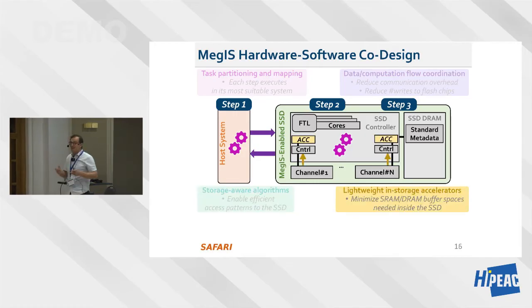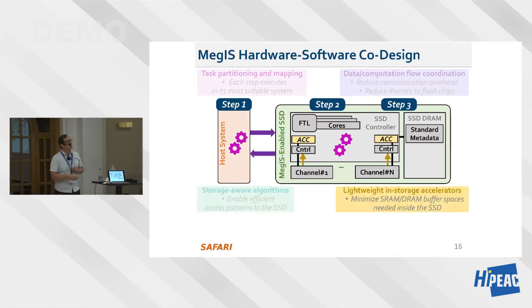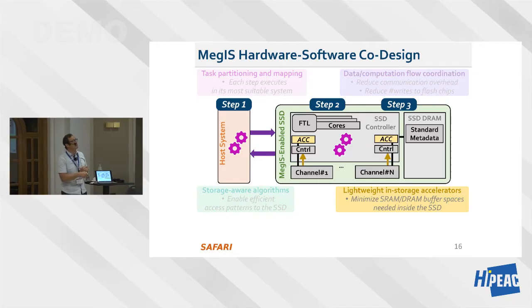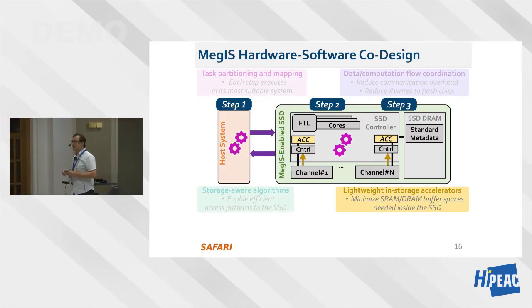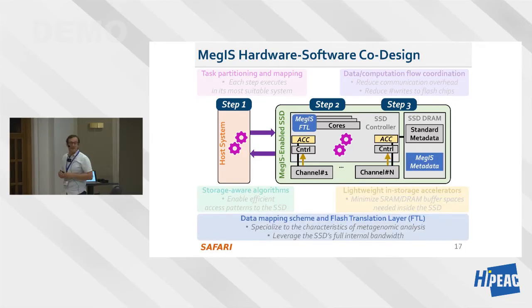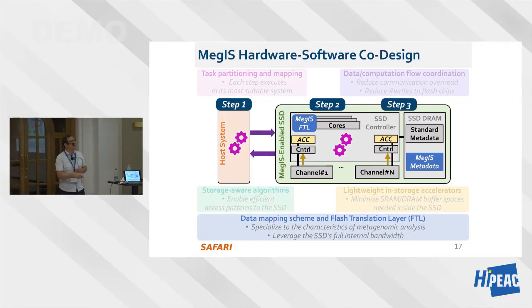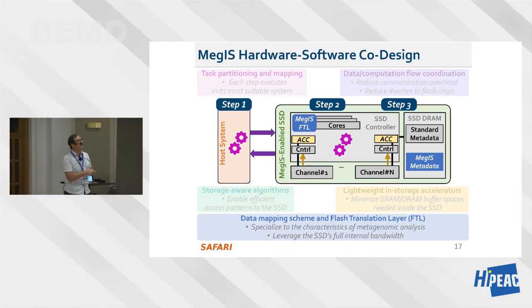And then we design accelerators, this hardware acceleration essentially, so that we can accelerate some very intensive tasks next to the flash chips inside the SSD controller. The goal in designing the accelerator is also to minimize the impact on the SRAM and DRAM buffer spaces that you have over there. And finally, you need to be cognizant of how you change the flash translation layer. So we have data mapping schemes and specialization mechanisms so that we can specialize to the characteristics of metagenomic analysis while we leverage the SSD's full internal bandwidth. There's a lot here.